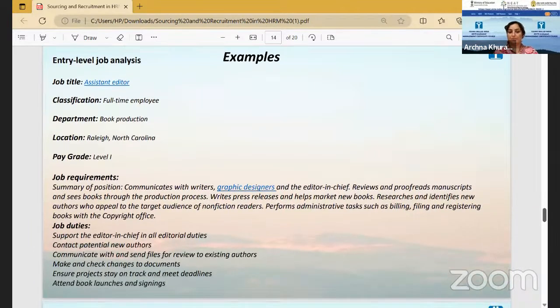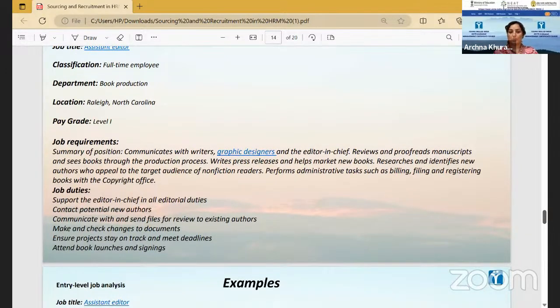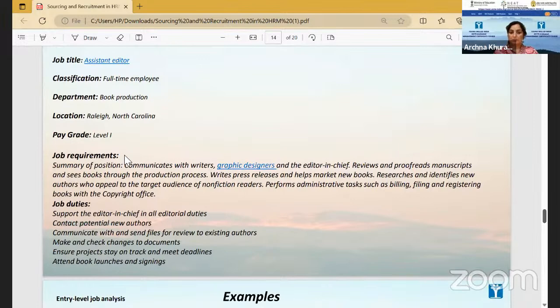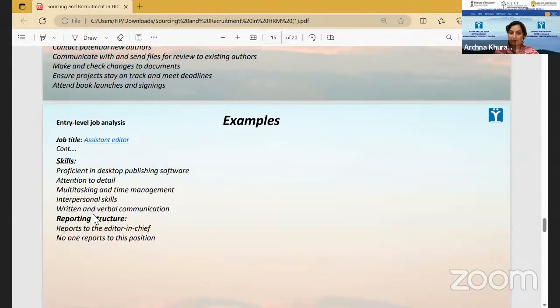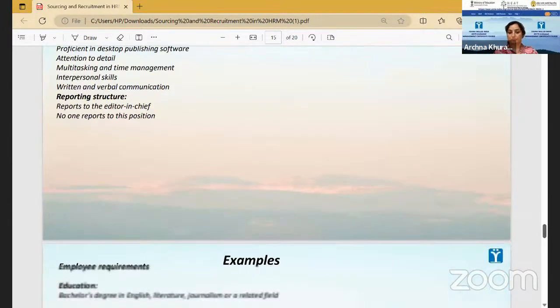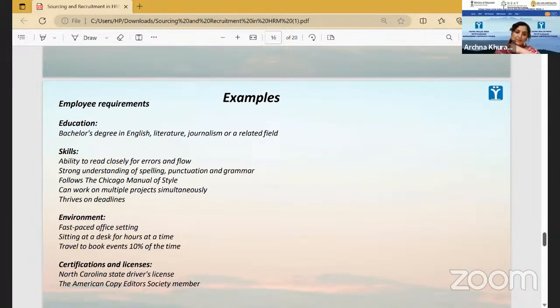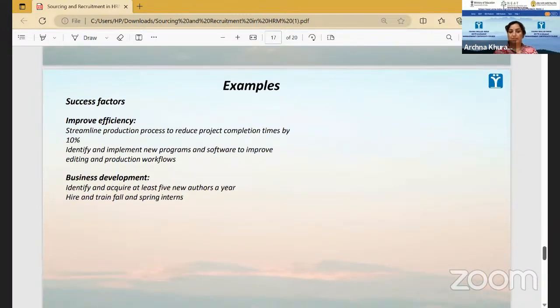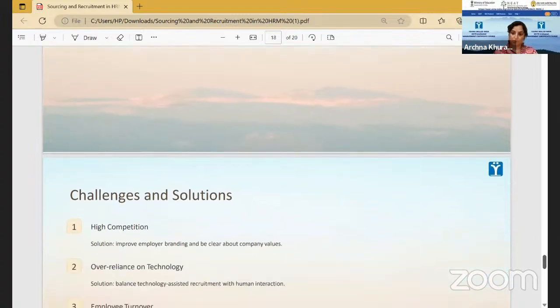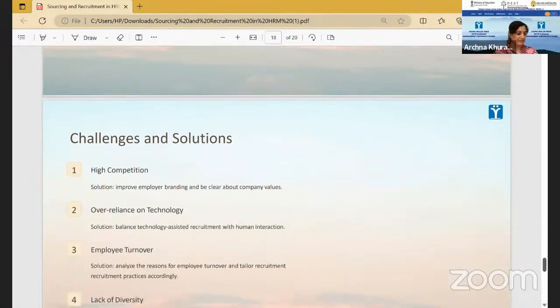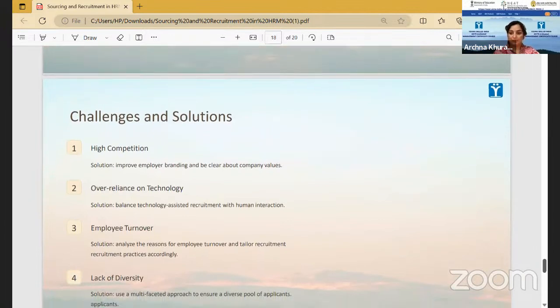A similar example I have edited for assistant editor, a different job position altogether. Again, a similar format: job description, job duties that the person will have to do, skills required, reporting structure, education, skills, environment, certification and licenses. Right? So this is how you can see that different kinds of job descriptions and job analysis can be written for various positions. And this is how you can learn writing it down.